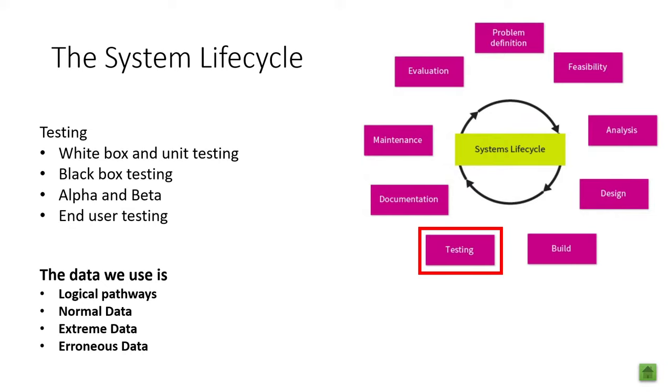We have normal data, which is valid. We can get valid normal data, which is just put data in and it just works, or it should work. Extreme data means you can have extreme valid data, which means it works within the extremes of the boundaries of the data type. And we've got invalid extreme as well. Then we've got something called erroneous data, which is data of a different data type. So they're the types of data that we can use by doing all these different types of testing, like white box and unit testing and black box and alpha, beta, end user testing as well.